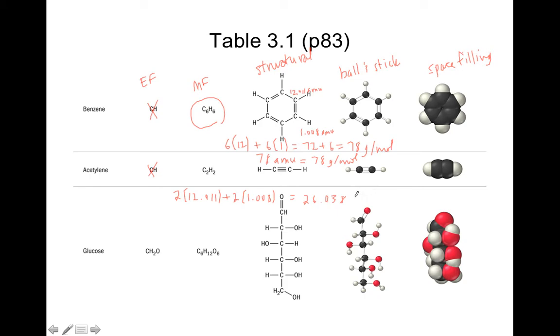26.038 AMU. That's how much one molecule weighs. Or we would say it's 26.038 grams if you have a mole of them. Okay? All right, so that's how we figure out formula mass or formula weight.